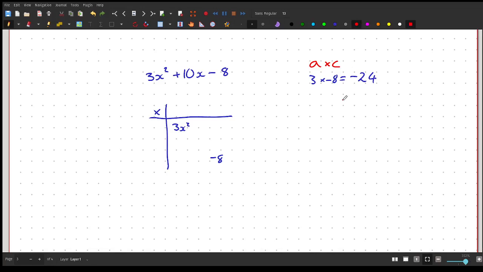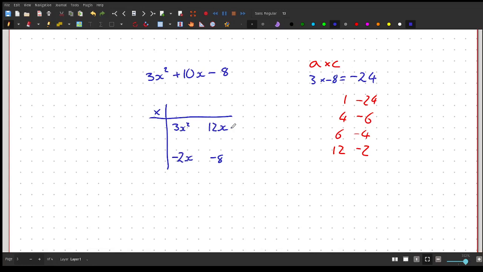Let's start listing. I could have 1 and negative 24, clearly not that. I could have 4 and negative 6, clearly not that. I could have 6 and negative 4, clearly not that. I could have 12 and negative 2, that looks like the right one to me. 12 and negative 2. So I take those two numbers and they're the ones that I'm going to fill in here. I'm going to have 12x and negative 2x.